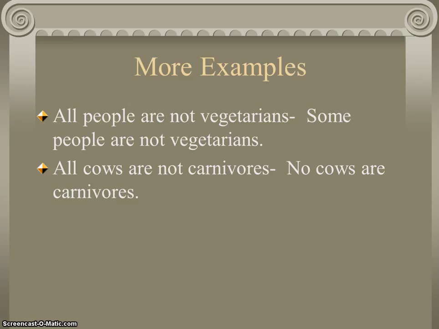Look at the intention. The intention of "all people are not vegetarians" is saying some people are not vegetarians. Okay? Because "not all people are not vegetarians" is not correct. Some are not, but I'm not a vegetarian. So therefore, that statement is not right. Some people are not vegetarians. Now that could include that I am a person who is not a vegetarian.